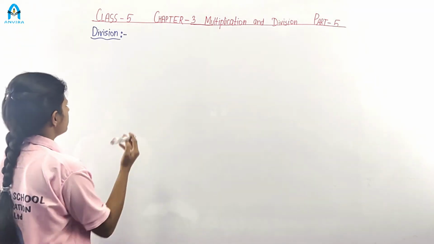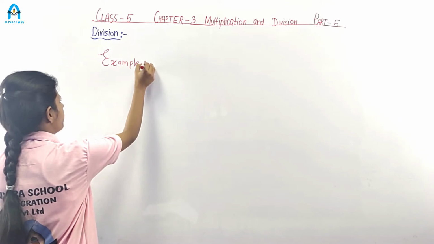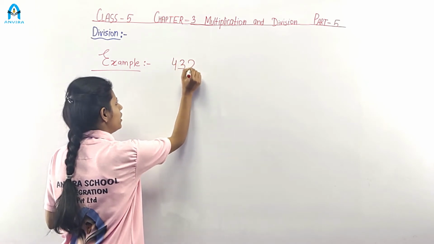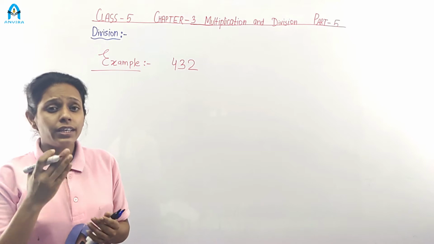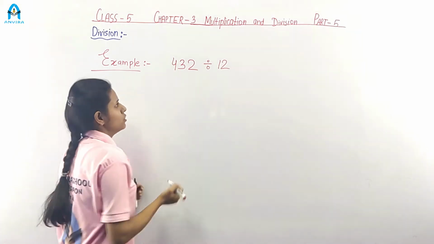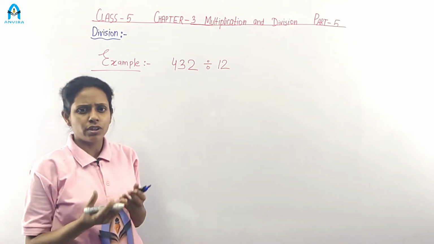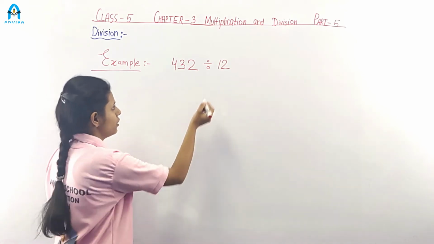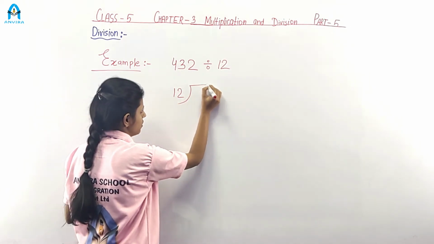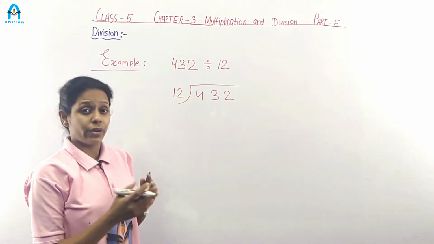So here, for example, we are breaking a number. Which number? Here, we break the number 432 into equal parts. So how many parts? 12 parts. This is the sign of division. To divide, we are doing division. So how can we divide? We write 12 here, and then this number here. Now, how can we divide?